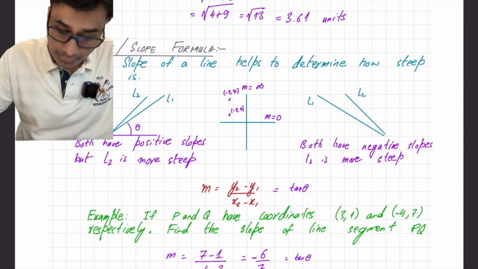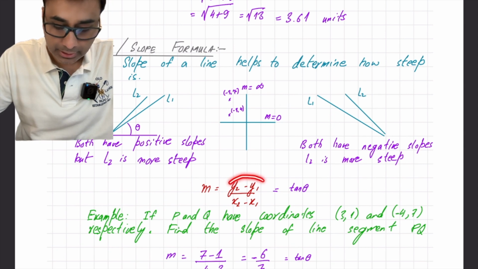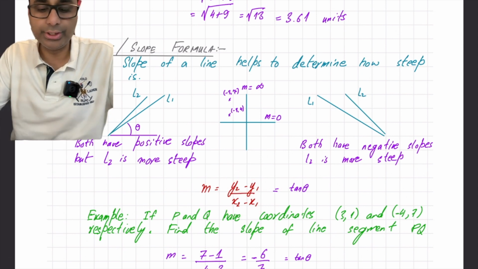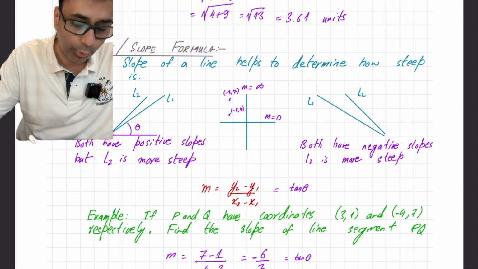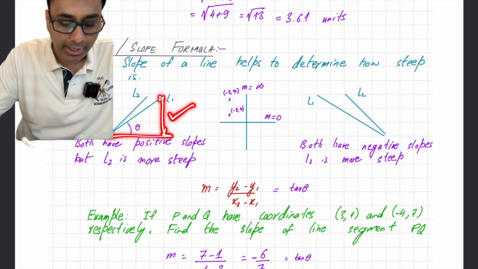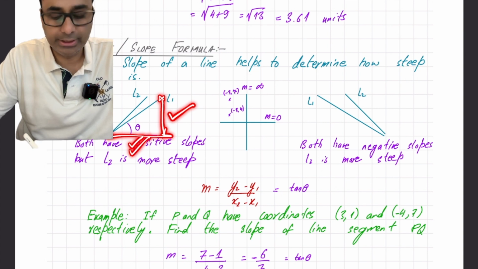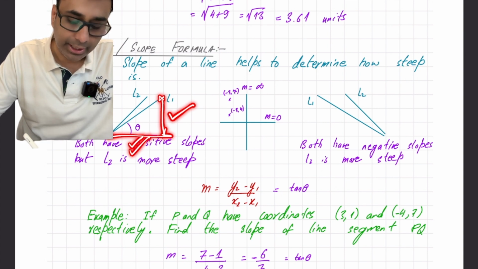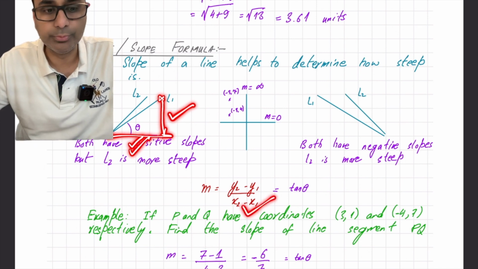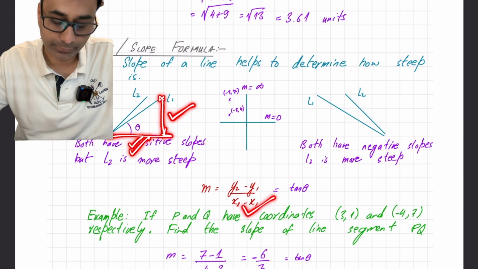Now, the formula to find the gradient is y2 minus y1 over x2 minus x1. It's basically the change in y over the change in x. So if you have two points on the line, y2 minus y1 gives you the change in y, and x2 minus x1 gives you the change in x. The ratio of that will get you the gradient, which is y2 minus y1 over x2 minus x1.